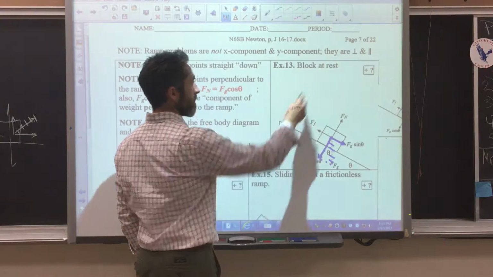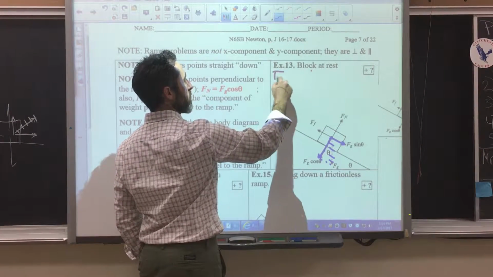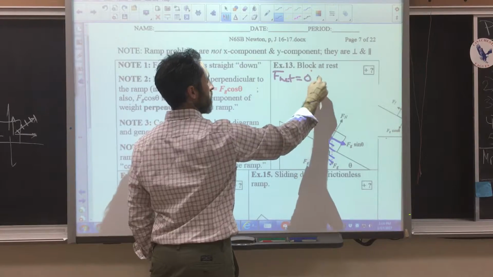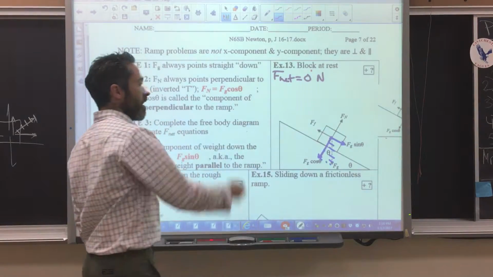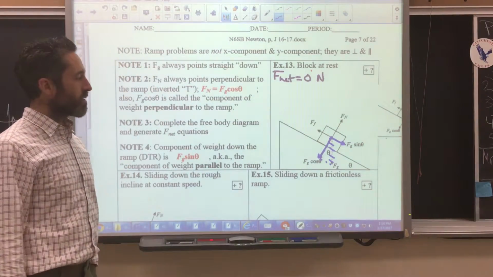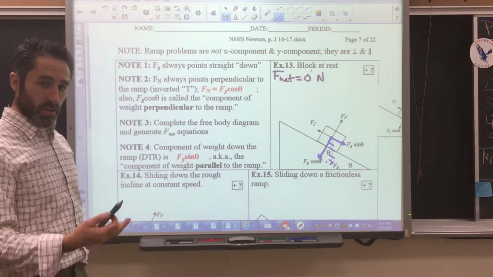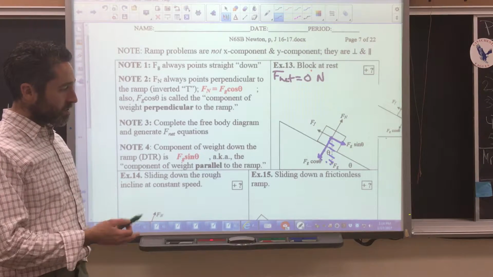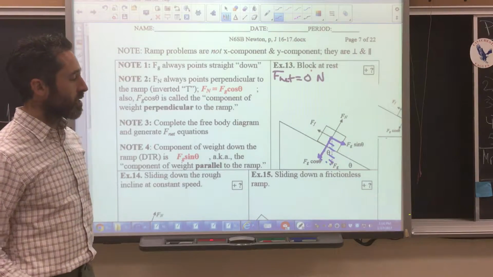First, since they tell us the block is at rest, we know the net force is 0. Second, how do you make sense of the net force being 0? Well, that means everything is balanced. That means that the forces oppose each other, undo each other.